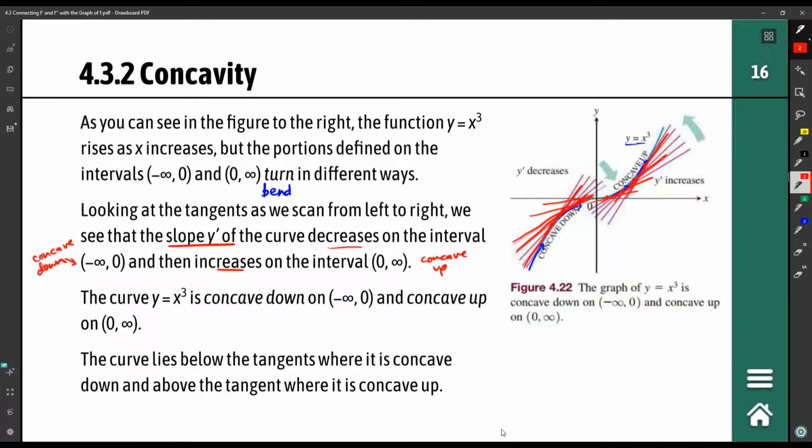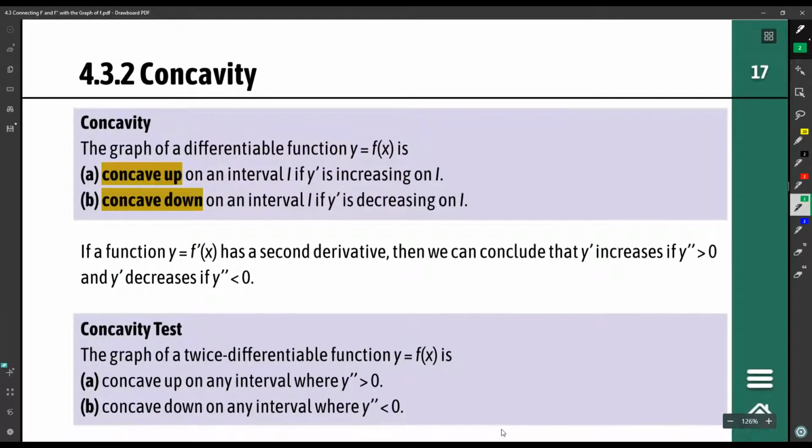Also notice where the curve lies. Anywhere that the function is concave down, the curve lies completely below the tangents. So we've got the tangents drawn in red. Here's the curve. It's completely below all those tangent lines. And where we're concave up, the graph lies completely above all of those tangent lines. Sometimes that's used as a definitive piece to describe where a function is concave down or up. So let's get into a more formal definition.